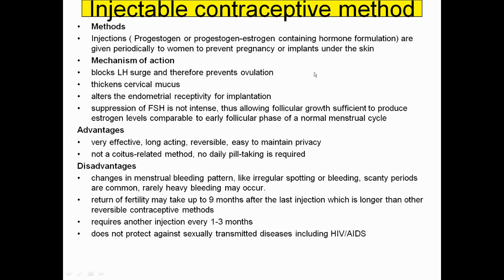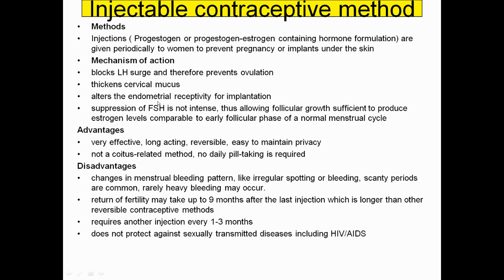Next is injectable contraceptive methods. These are available in the form of a tube-like structure, about the size of a matchstick. The injections, in terms of progesterone or progestogen-estrogen formulation, are provided periodically to prevent any sort of pregnancy or implantation. They block the LH surge and therefore prevent ovulation.